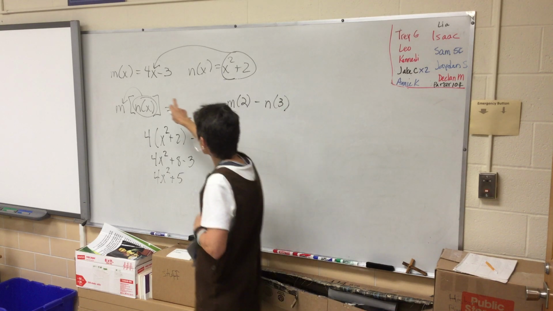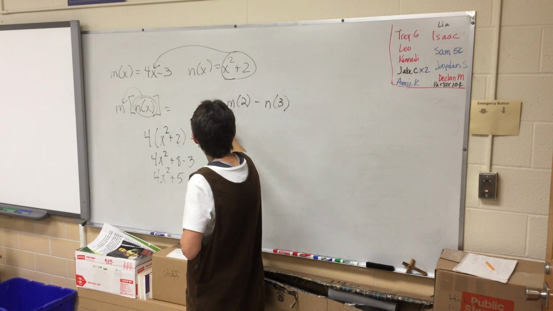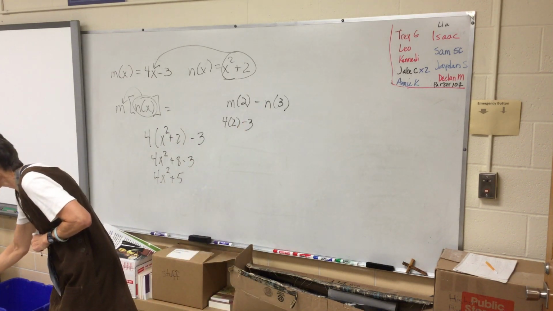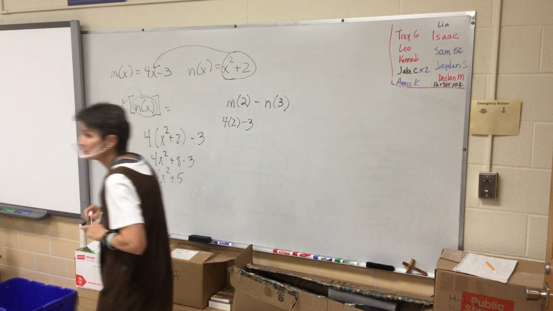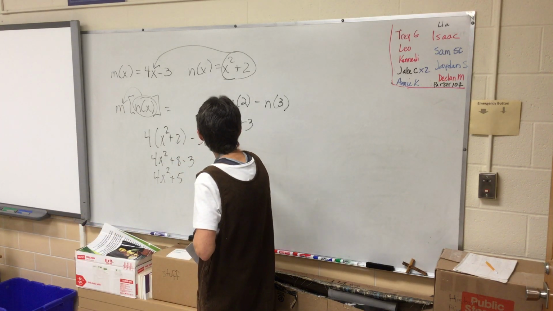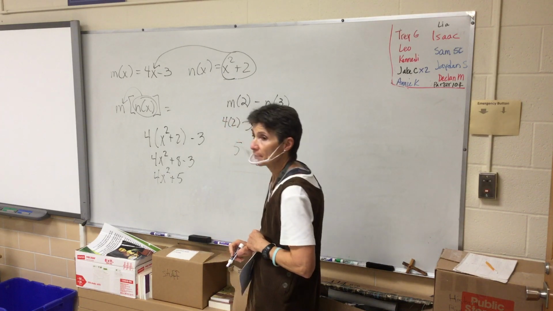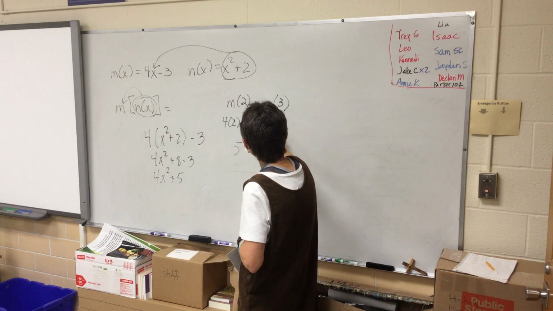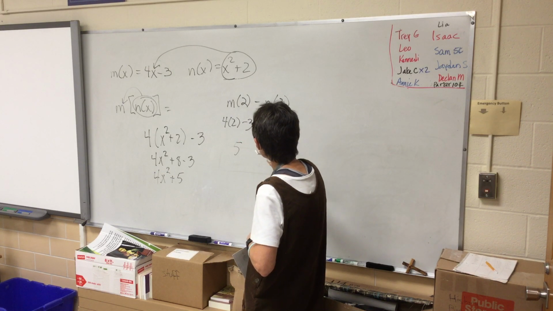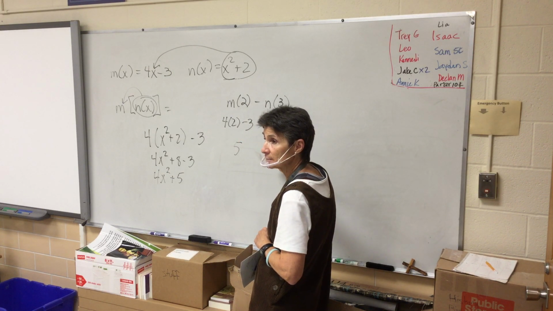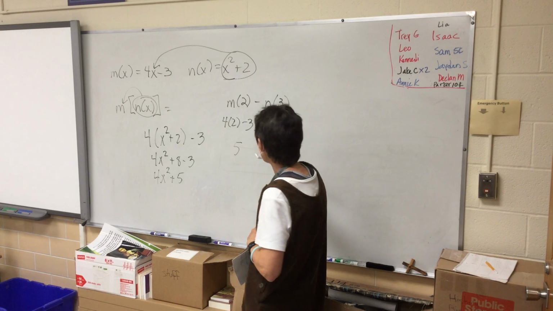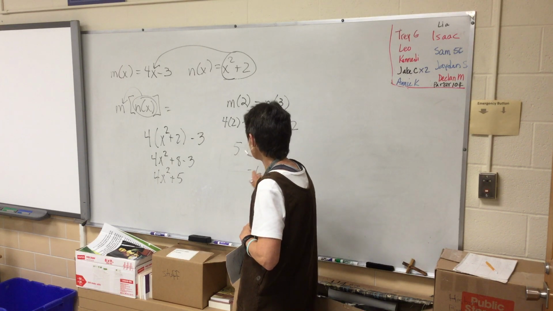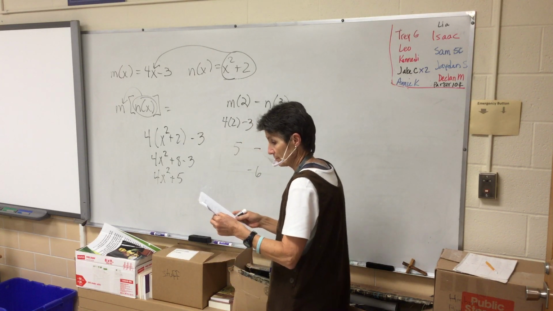What's M of 2? 4 times 2 minus 3. So what is that, 5? Right? Now we got to do N of 3. So N of 3 will be 3 squared plus 2, or 11. And then we're going to subtract them, because that's what the problem says to do. So the answer is negative 6.